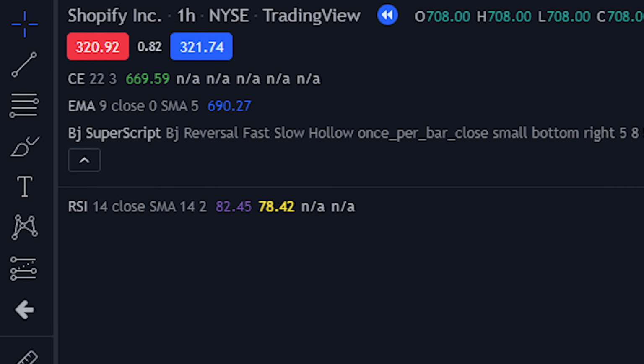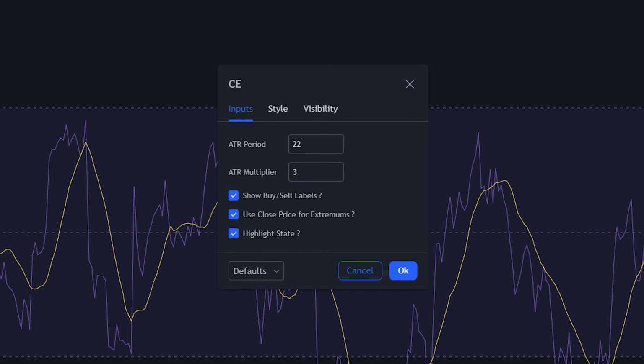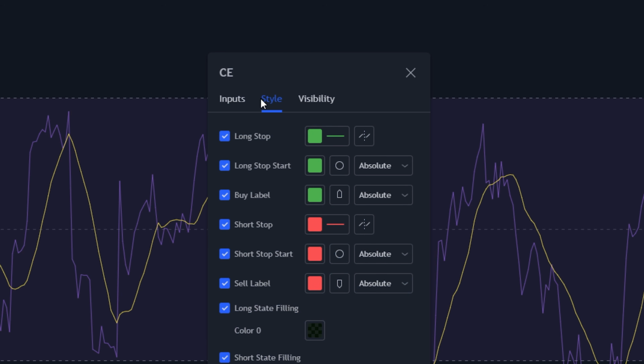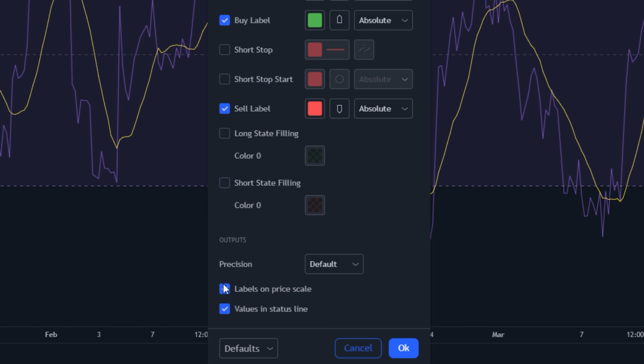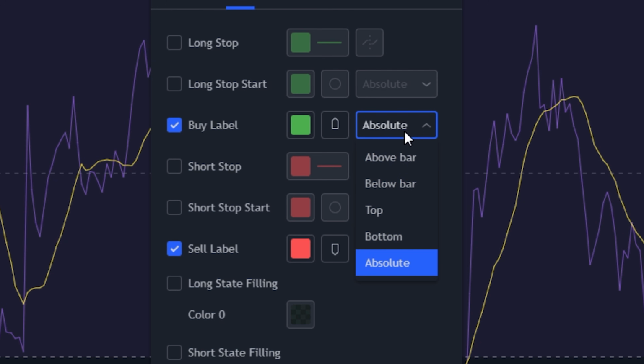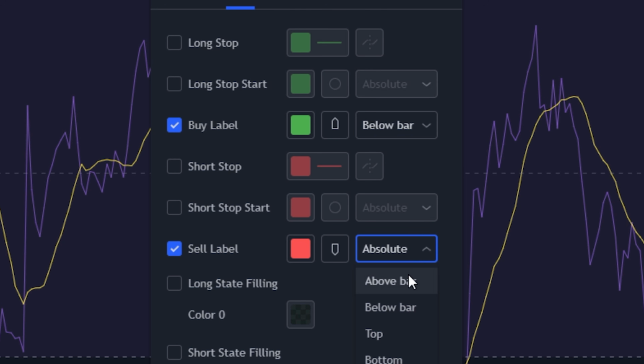So now that we have the 4 indicators, we're gonna need to change the settings a bit. Let's change the settings for the chandelier exit first. Make sure you're on the style tab and uncheck all these boxes besides the buy and sell labels. I'm gonna change the position of the labels as well so we can see them a little bit better. Set the buy label to below and the sell label to above.